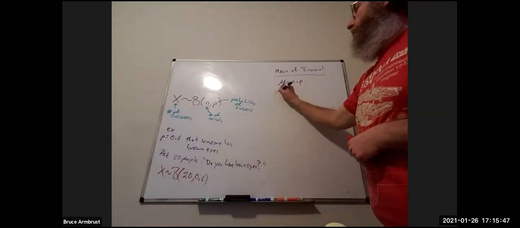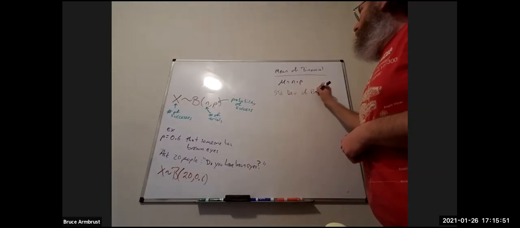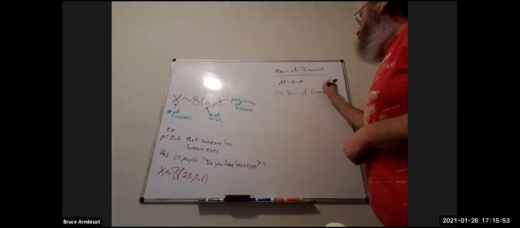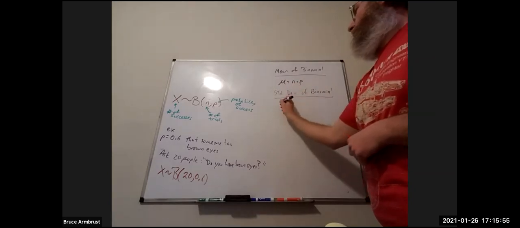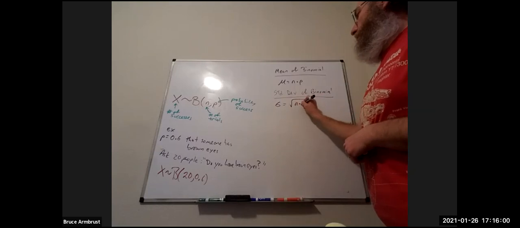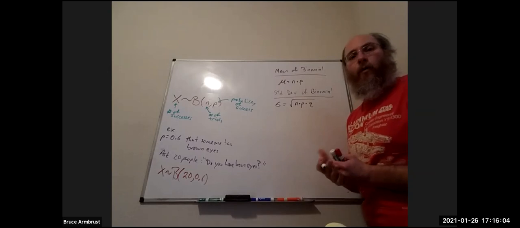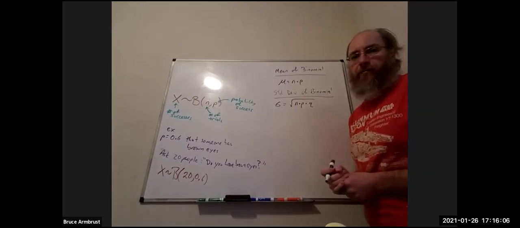And the standard deviation, again, it's a population standard deviation, so it's a sigma. It's the square root of n times p times q. Now, where that formula comes from, just smile and nod.